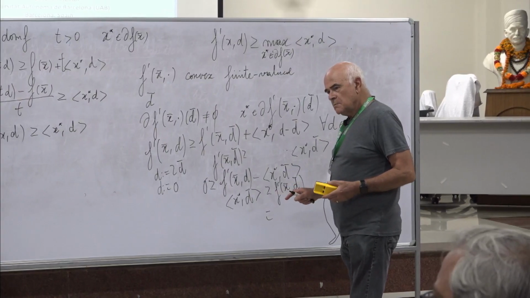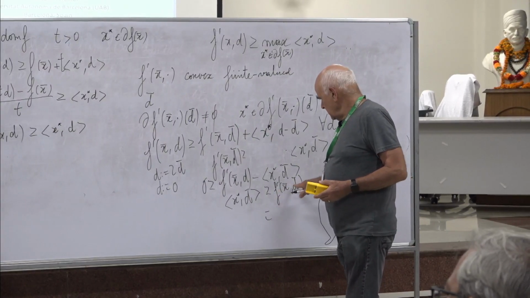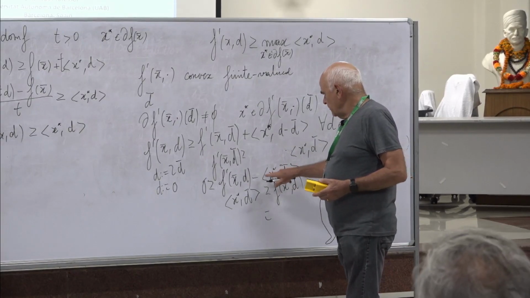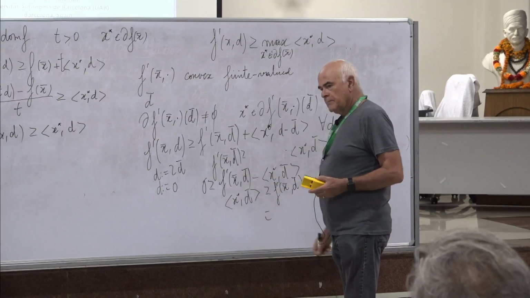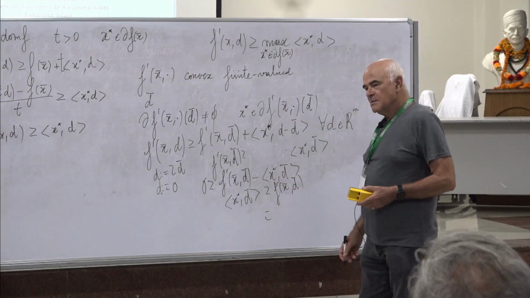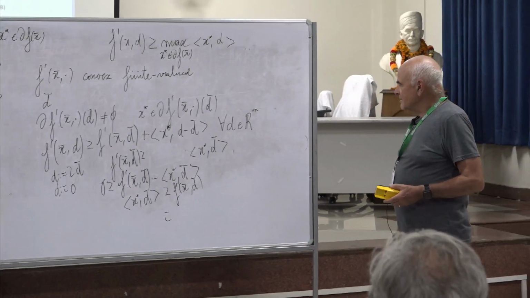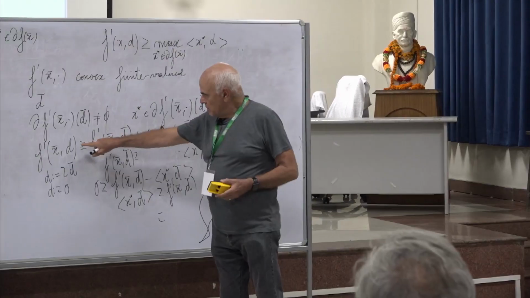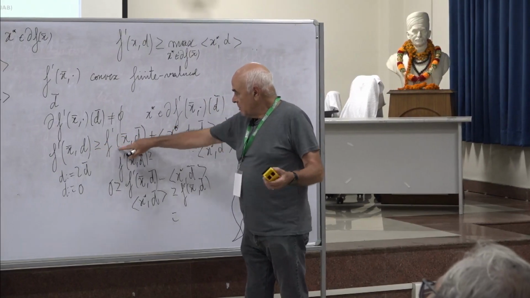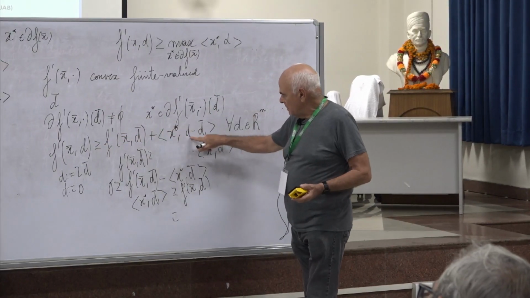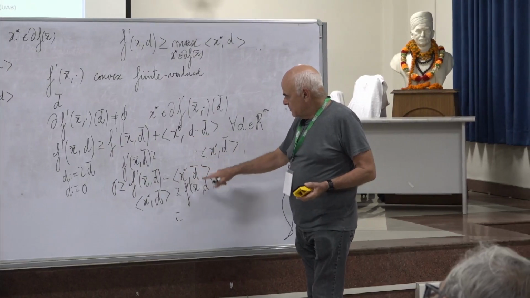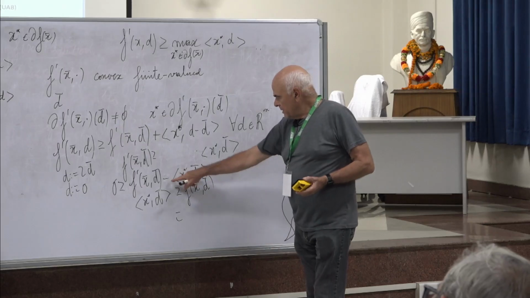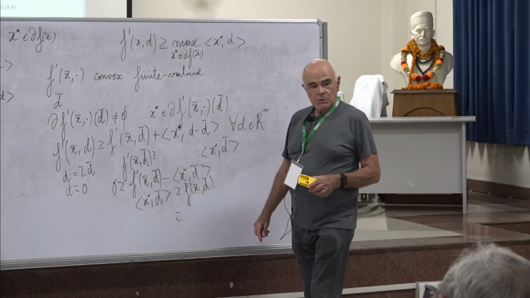For sure. Yeah, I always forget bars and such things. Yeah, thank you. So the left-hand side is 0. And second, I don't touch anything here. And here I make d equals 0. So I get minus x star d bar.